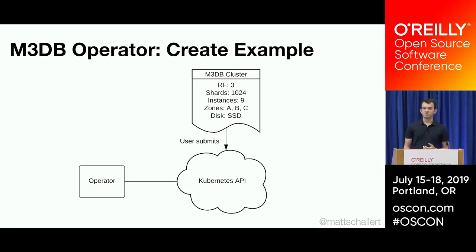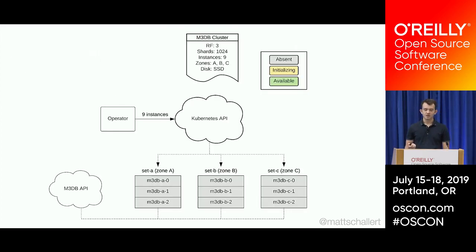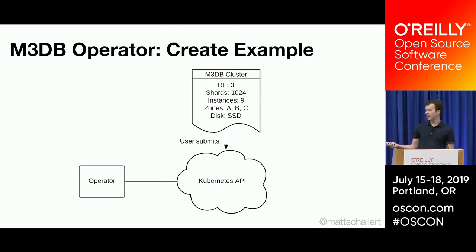This cluster has some parameters that the user defines, such as they want 1,024 shards, they want 3 copies of each of those shards, they want 9 instances in their cluster, and they want those instances to be evenly distributed across these 3 availability zones in a cloud region.